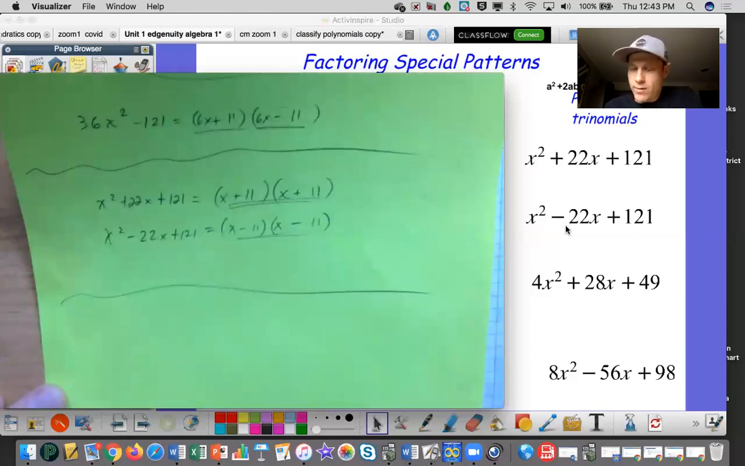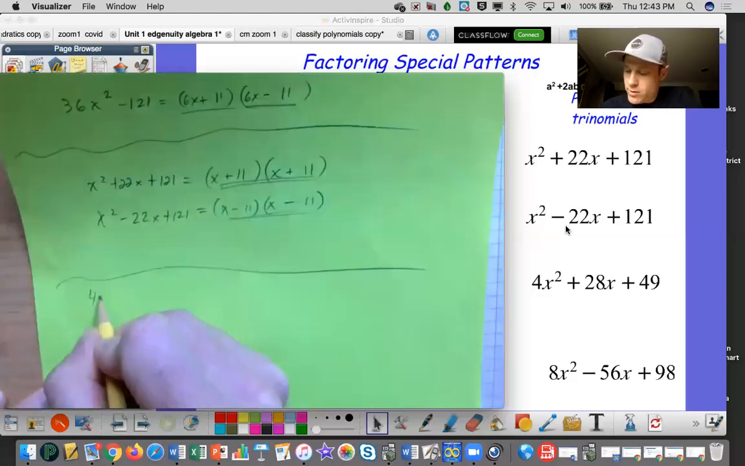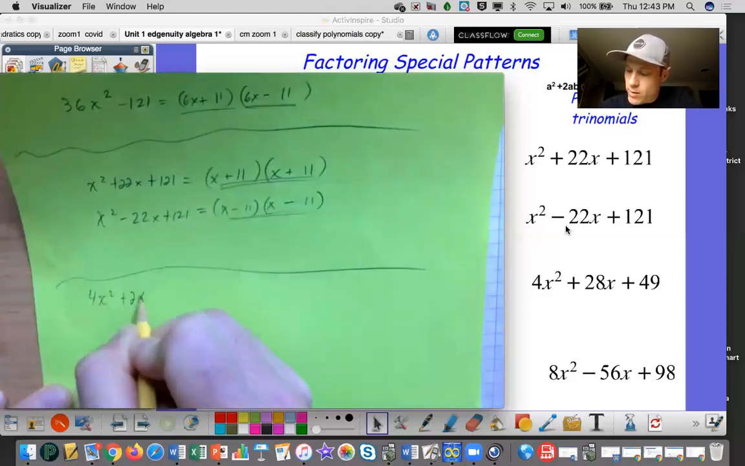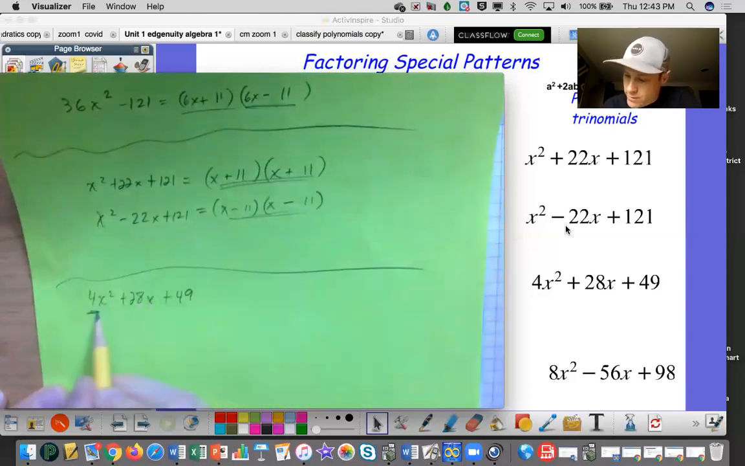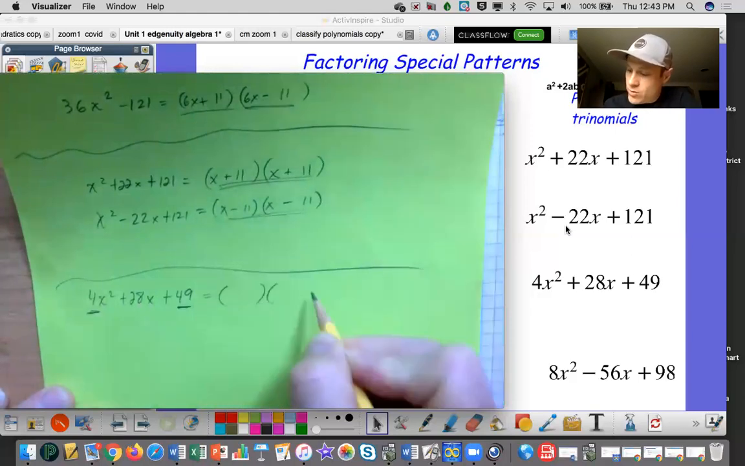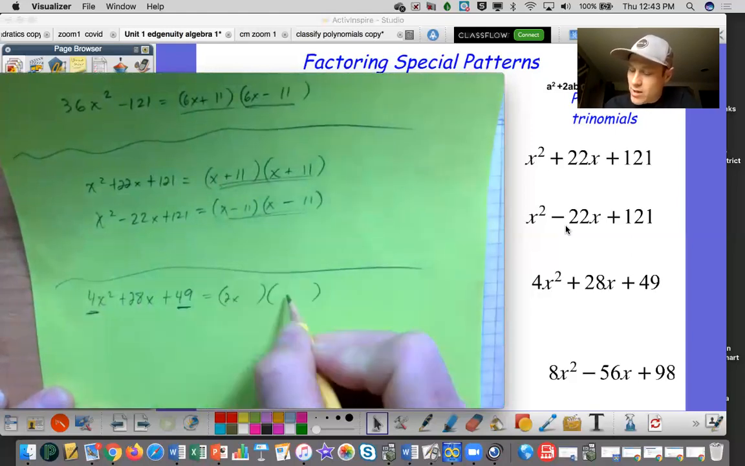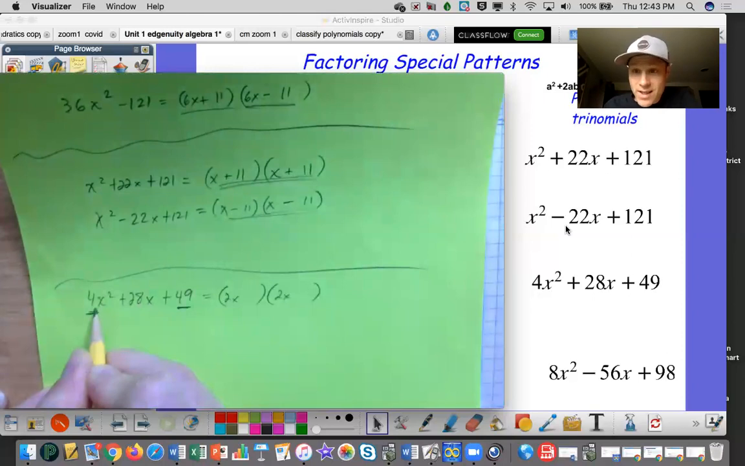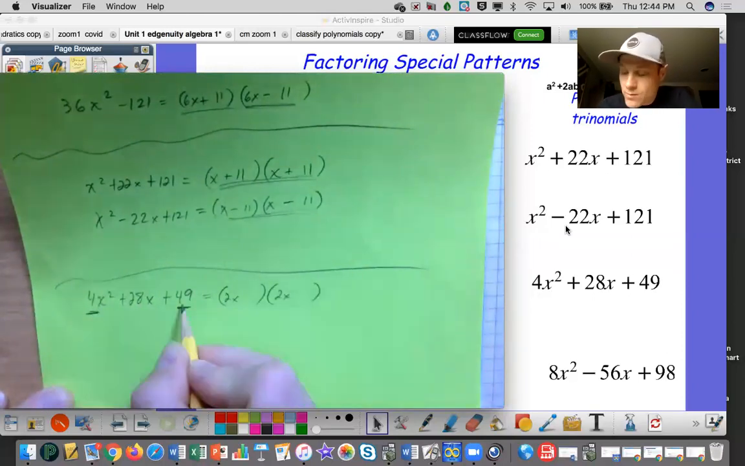So what do you do with the 4x squared plus 28x plus 49? Well, the 4 and the 49 are both perfect squares, and it's a trinomial. So we're assuming and hopeful to get that 28x in the middle by using the square roots in our factorization. So we'll use 2x and 2x to get 4x squared. Again, the square root of 4 is 2. 49, the square root of that is what?